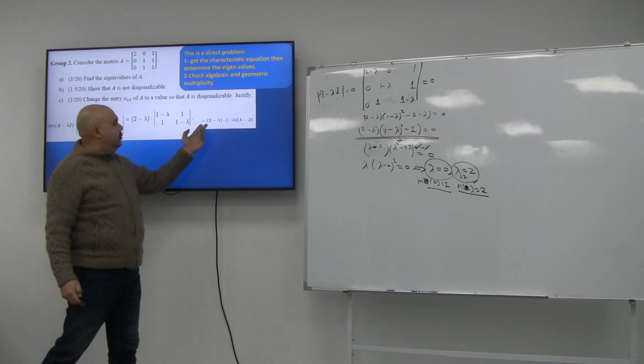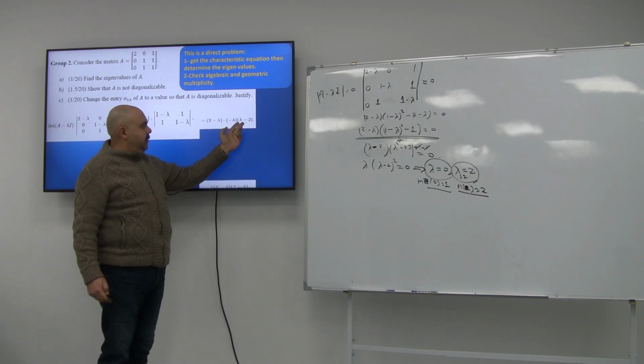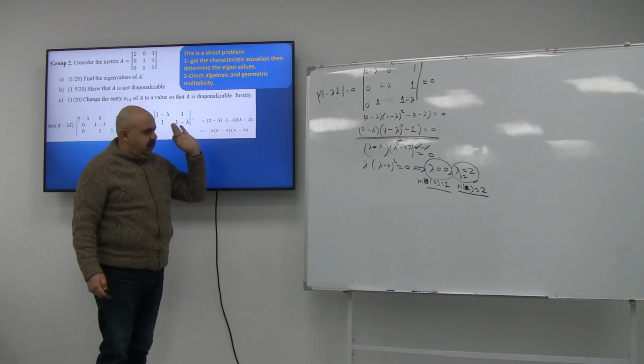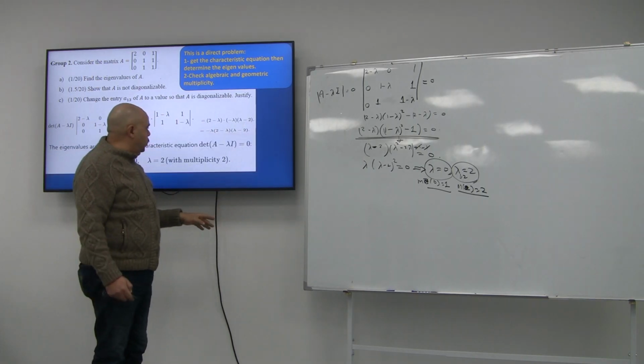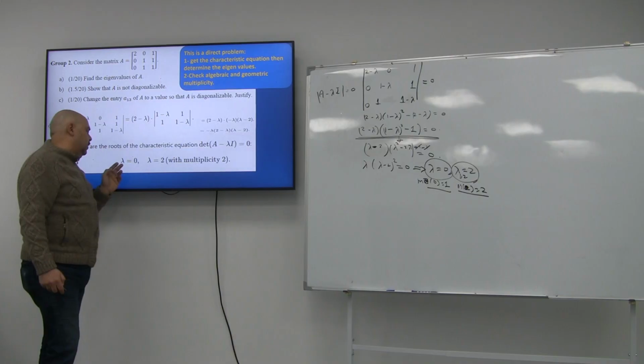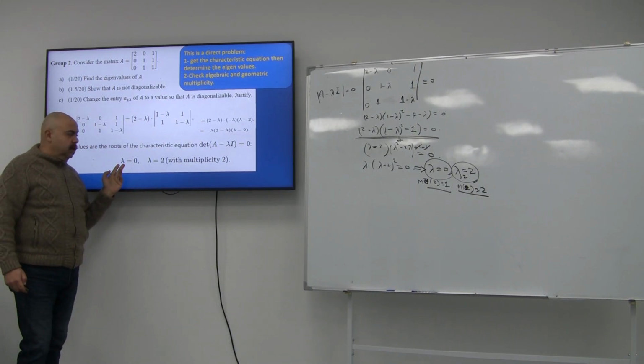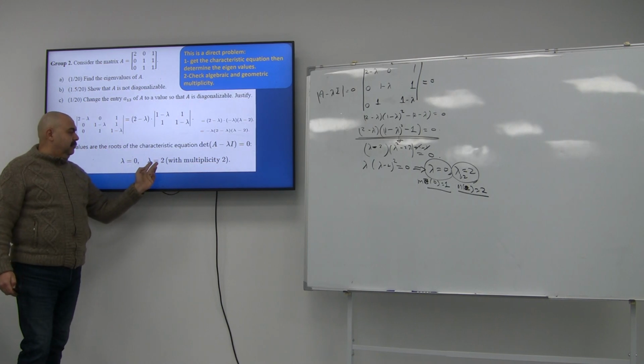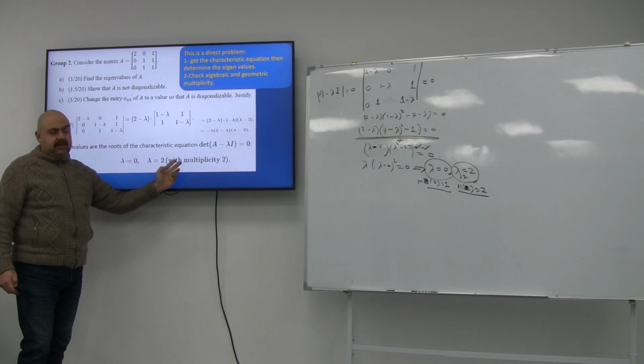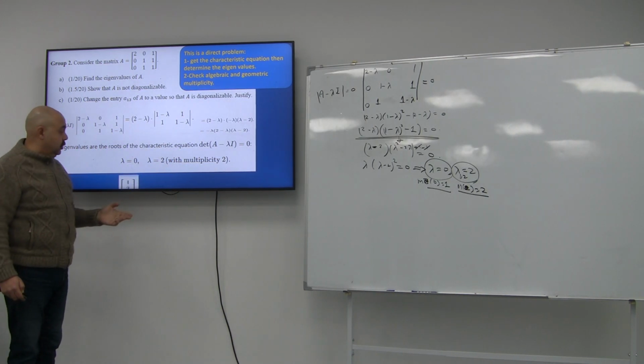So it's going to be 2 minus lambda, negative lambda, lambda minus 2, leaving me exactly as we saw together an algebraic multiplicity for lambda equal to 0, which is 1, and for lambda equal to 2 a multiplicity of 2, because it's repeated 2 times.